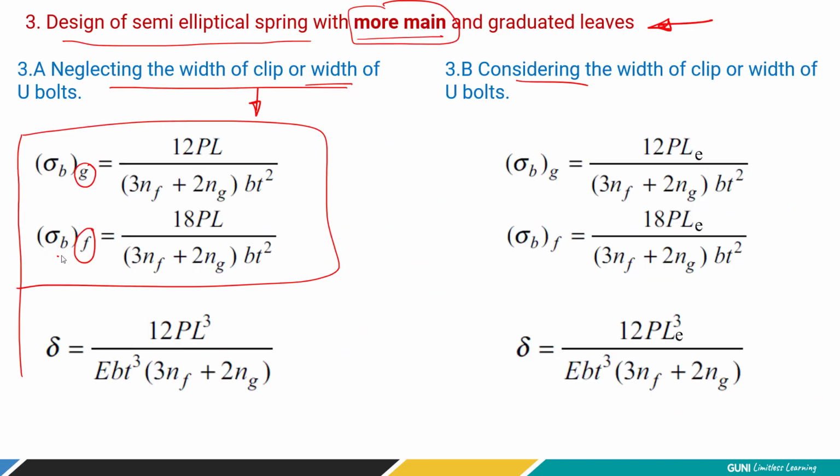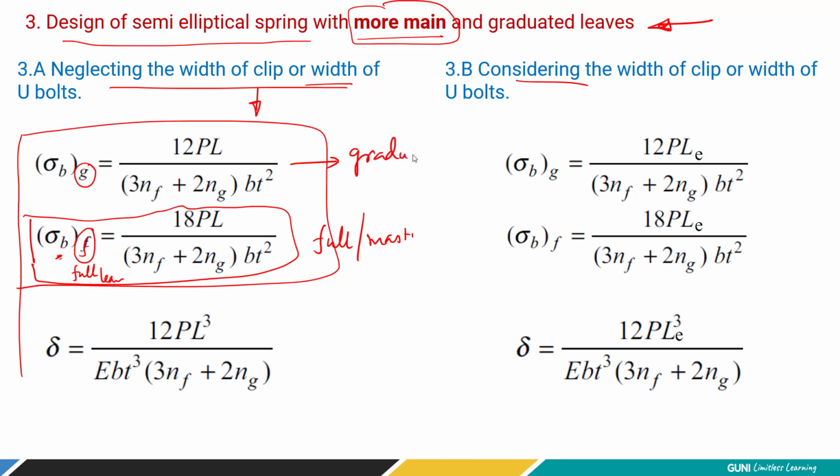So this bending stress, F stands for full leaves or master leaves. Because they are more than one, we are going to use this equation for finding the bending stress only in full leaves or master leaves, right? But this equation is used for graduated leaves, which are smaller in section, getting smaller and smaller, okay? So these are two separate equations.